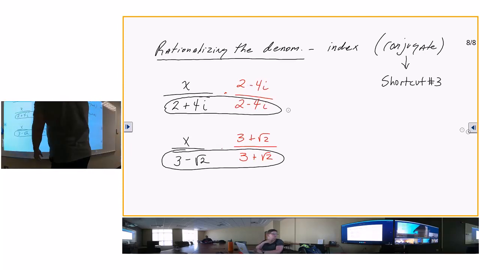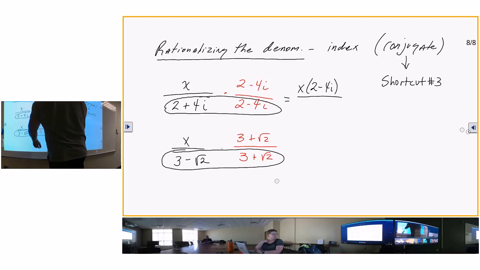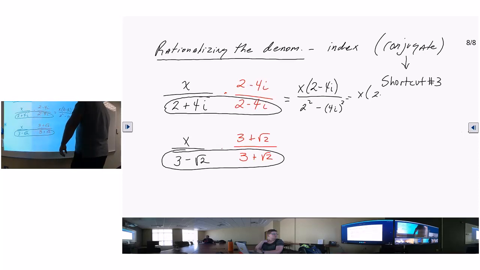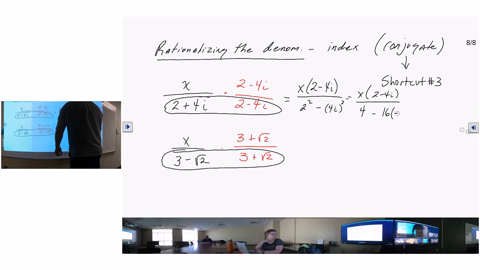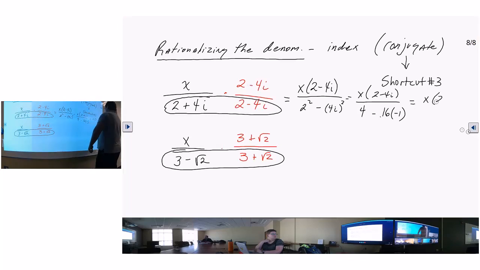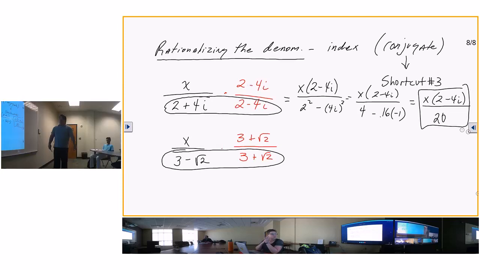Well, here we get x times 2 minus 4i over, well, that's going to give us 2 squared minus 4i squared. And that's going to give us x times 2 minus 4i over 4 minus, and that's going to be 16 times what? i squared is -1, which makes that positive 16, which gives us x times 2 minus 4i over, what's 4 plus 16? 20. And you'd be surprised how many people don't get that answer.